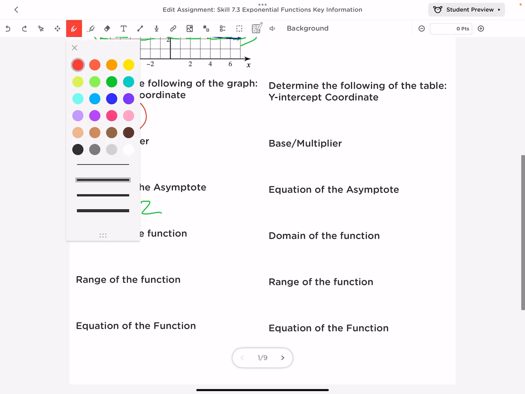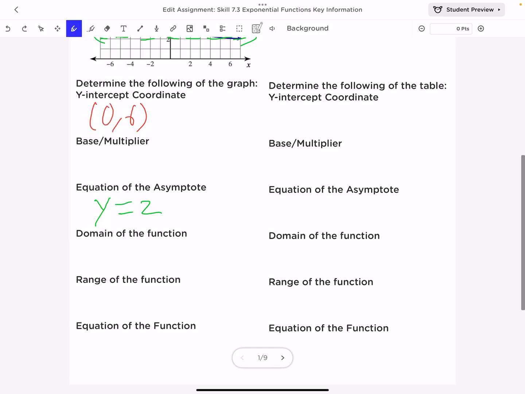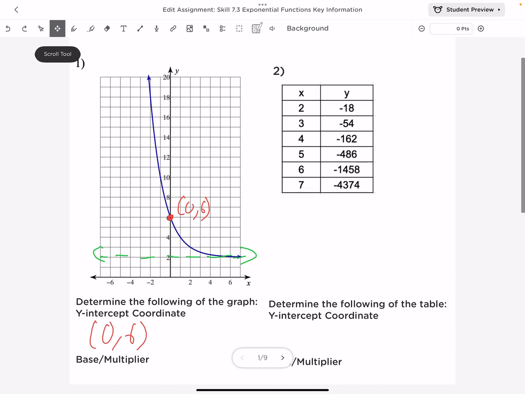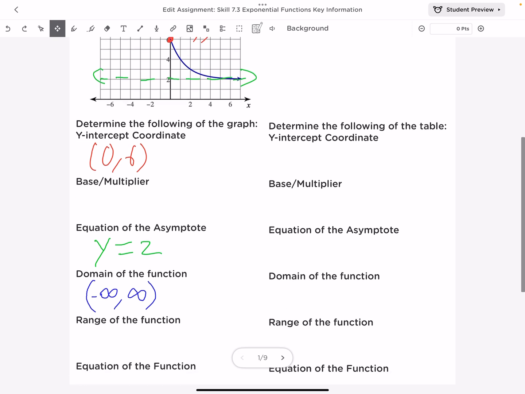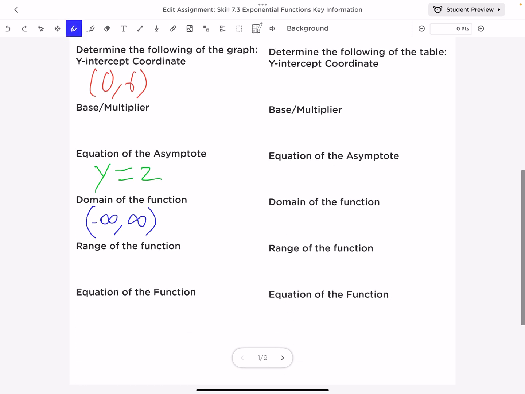And so if you remember with domain and range, we would do (-infinity, infinity). And we use parentheses because we can never equal infinity. So we always use parentheses with -infinity to infinity. That's all real numbers. And then the range, if we look, our minimum value is above 2. Because our y is coming down to 2, what I would say is our range is from 2 up to infinity.